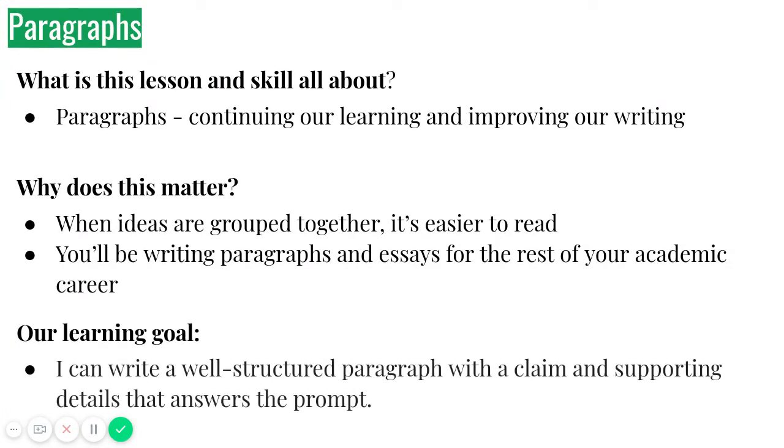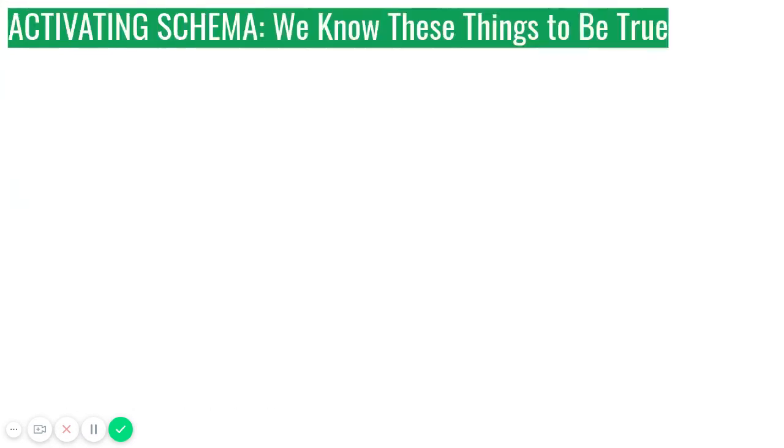Our learning goal is a little bit different this week. It is, I can write a well-structured paragraph with the claim and supporting details that answers the prompt. Now let's, 1, 2, 3, activate our schema. That means we're going to activate and think about our background knowledge. These are things that we already know to be true.